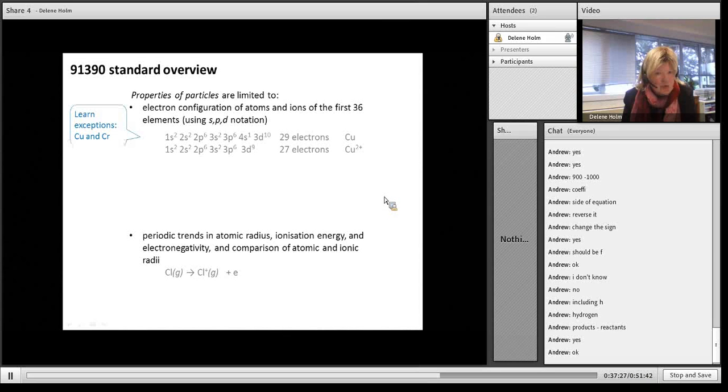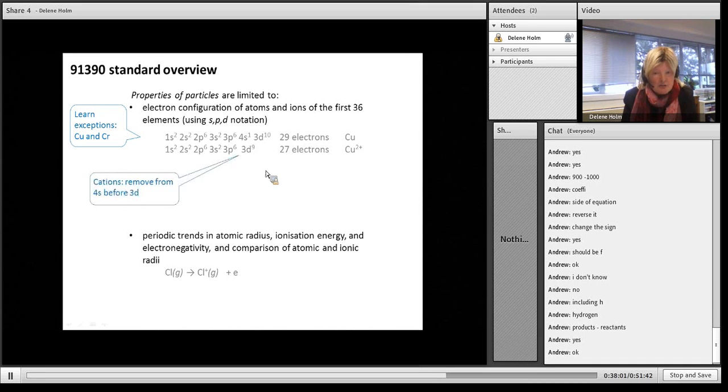And so what is important here? You've got to learn the exceptions for copper and chromium. So it normally follows the rule of the periodic table, where you just follow along, the s block, the d block, the p block. But remember, copper and chromium, because of the full d orbitals for copper or the half-full d orbitals for chromium, it's 4s1 3d10 for copper, or 4s1 3d5 for chromium. So learn those exceptions off by heart.